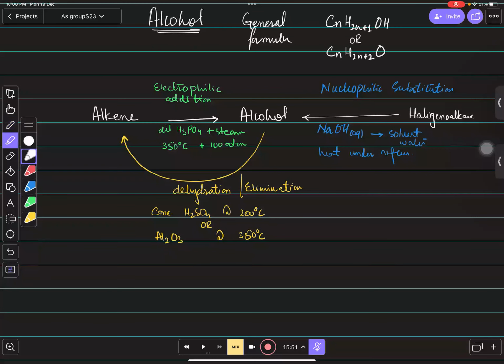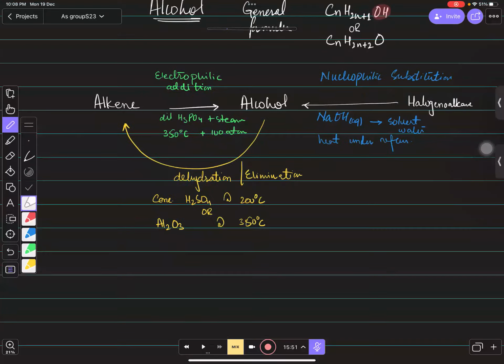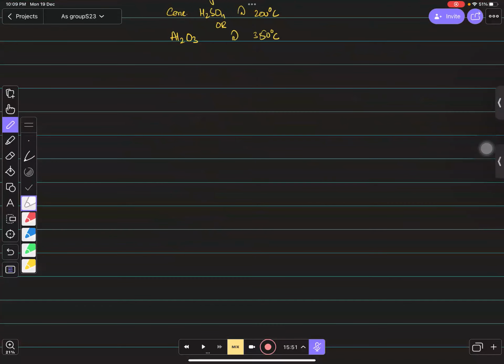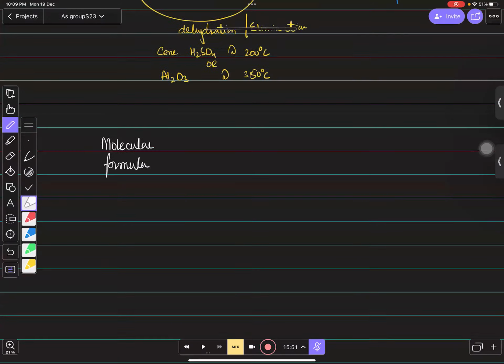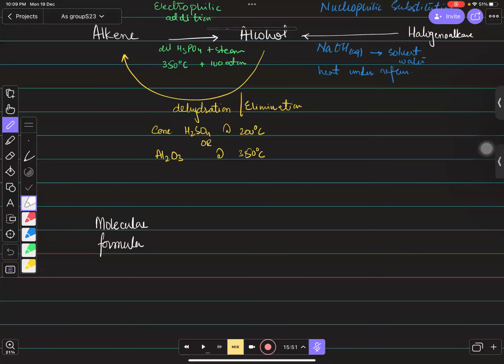And why I write OH separately is so that it will be easier for you to identify that this is the functional group of alcohols. Okay. So let's start alcohols. If you talk about the molecular formulae, we can find out the molecular formulae from the general formula, right?